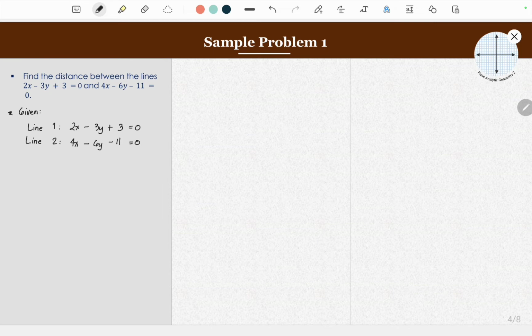So let's write the values of a, b, and c.